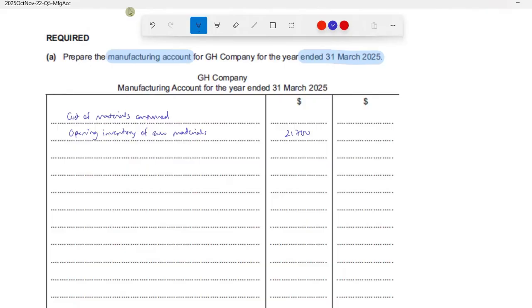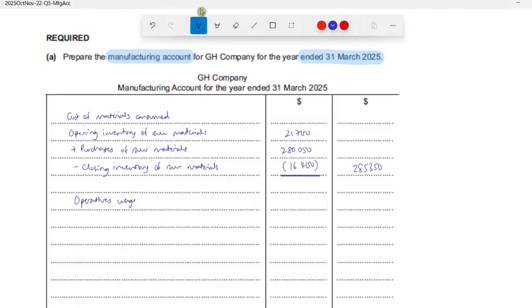Right. Then we add purchases of raw material. It is $28,050. Then we minus closing inventory of raw materials. Refer to the question, the closing inventory is 60,400. The cost of materials consumed is $285,350. Next, the direct expense involves direct labor, and it is the operatives' wages.